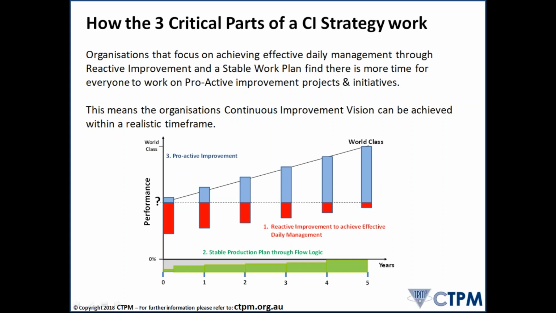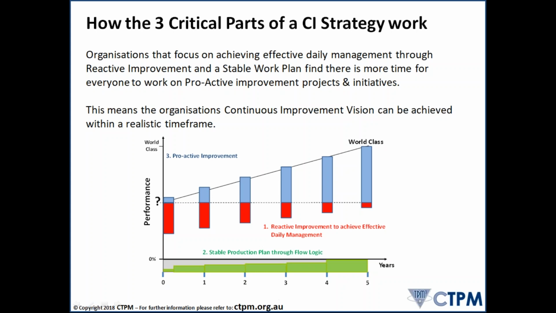Here, when you actually focus your attention on reactive improvement, which is our daily management, what happens is you start reducing down the 80-20 rule. You start getting rid of all those little wastes and non-value add activities. You're able to find them, address them, and make sure they don't happen again. That then frees up your time for the big bang proactive improvement projects.